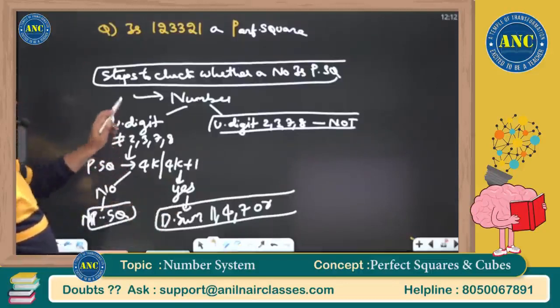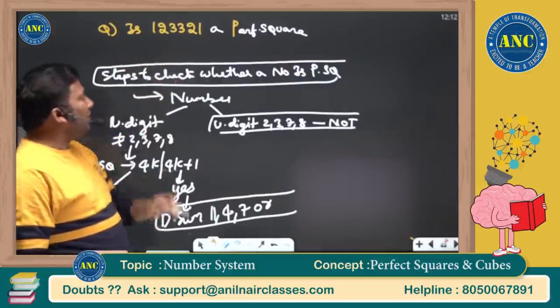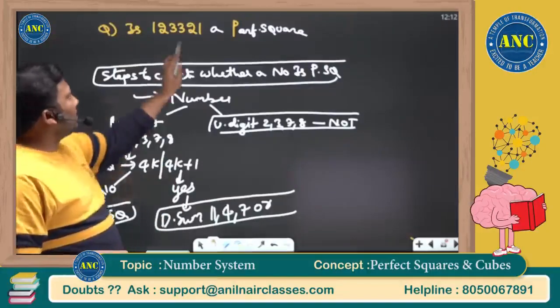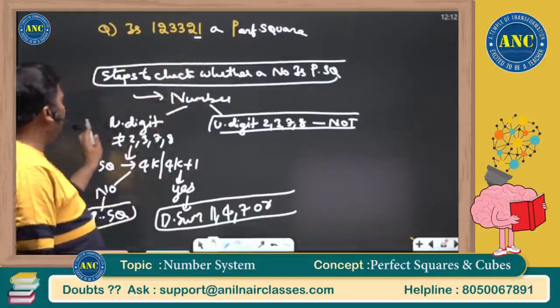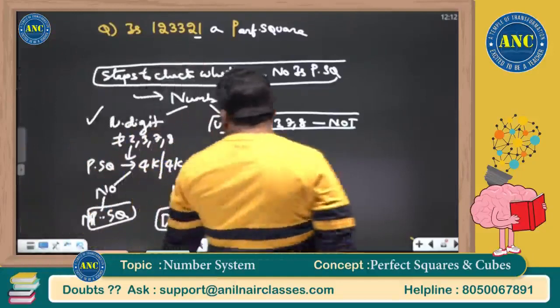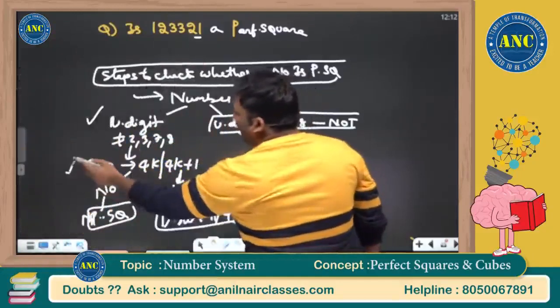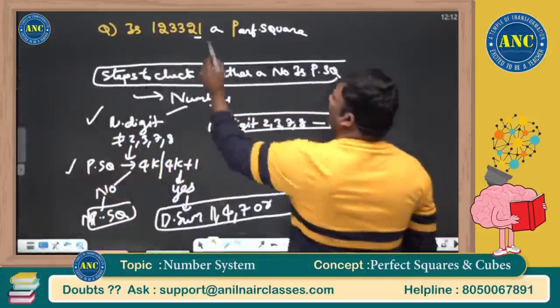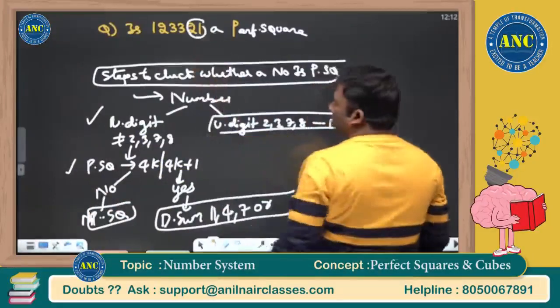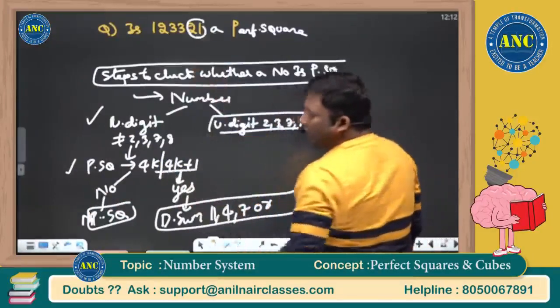Now, step by step, we will see. There is a number given. The unit digit is not 2, 3, 7 or 8, so this step is satisfied. Second step, check whether the number is of the form 4k or 4k plus 1. 21 is 4 into 5 plus 1.